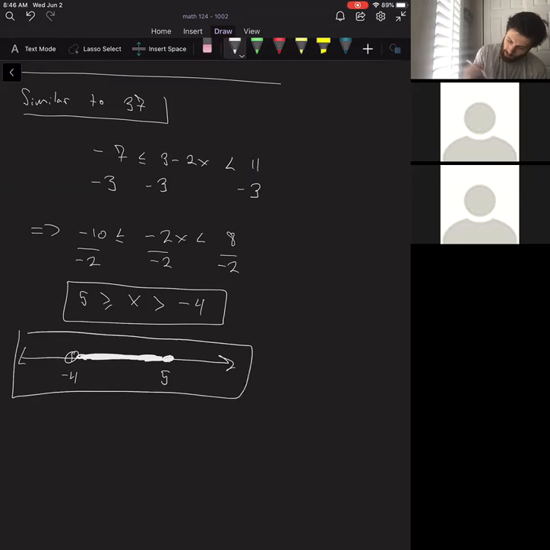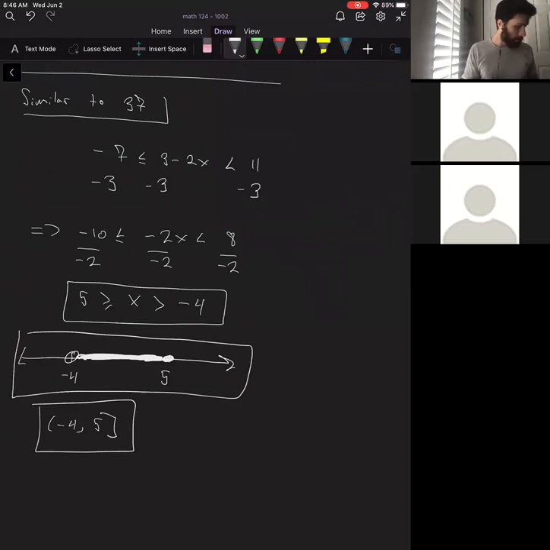So here's one way to represent the answer. And then the last way will be from minus 4 up to positive 5, with a bracket on 5 and a parenthesis on minus 4. That's actually good. We're good with that.